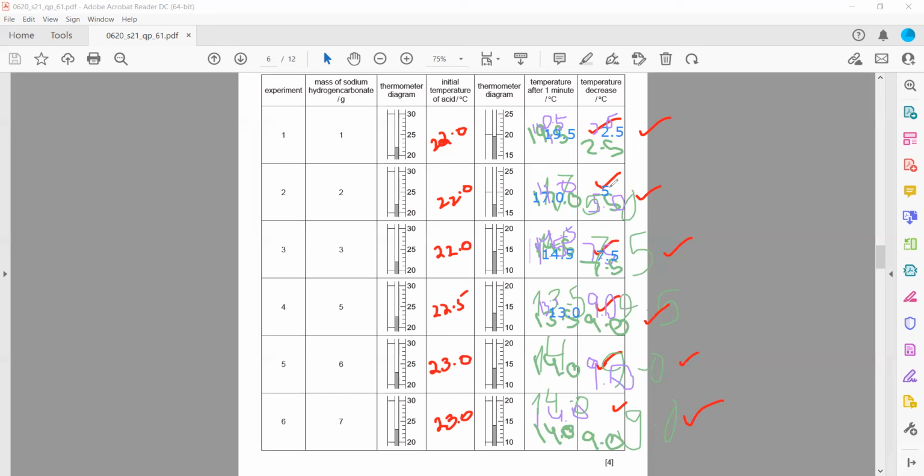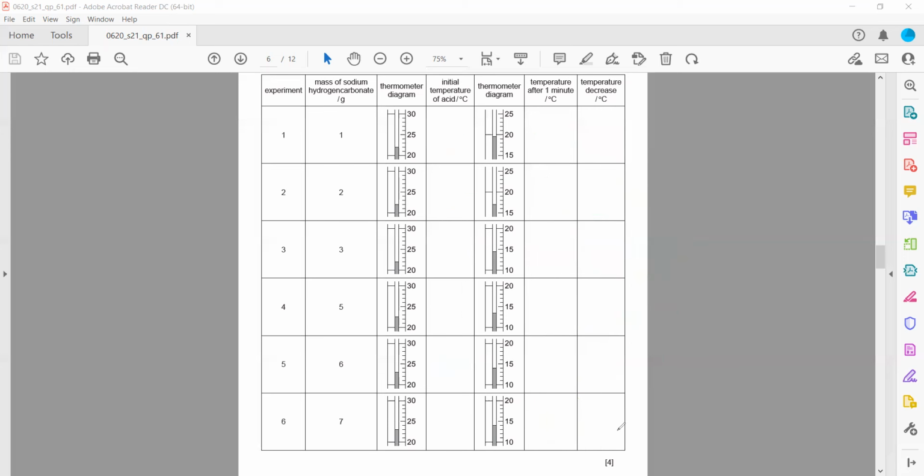So this is correct: 2.5, 5, 7.5, 9, 9, and 9. This is not a difficult question, and once you complete this, you will score 4 marks.